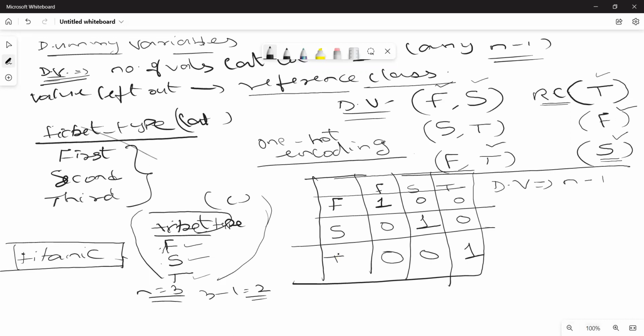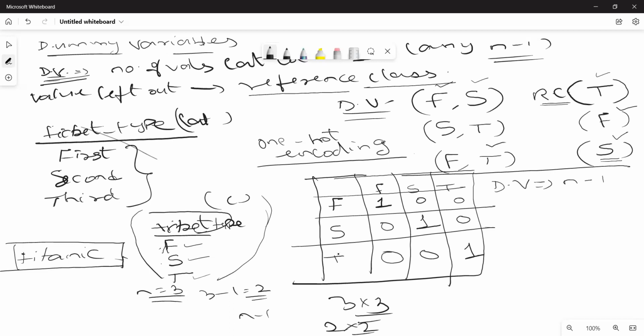Okay, now here we have a 3 by 3 matrix because I have 3 values, but the formula is n-1. So I can do the same thing using a 2 by 2 matrix also. So how do I convert this into a 2 by 2 matrix? It is simply by removing one of these rows and columns.